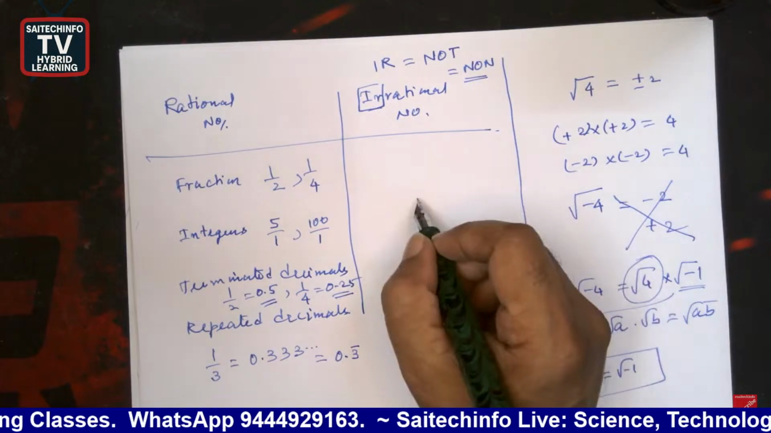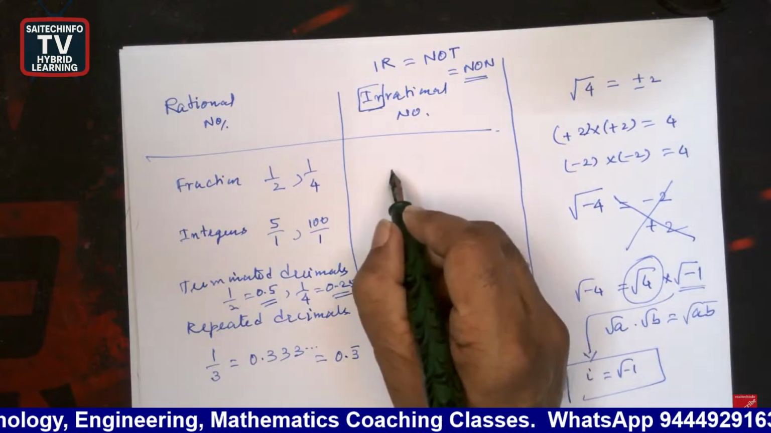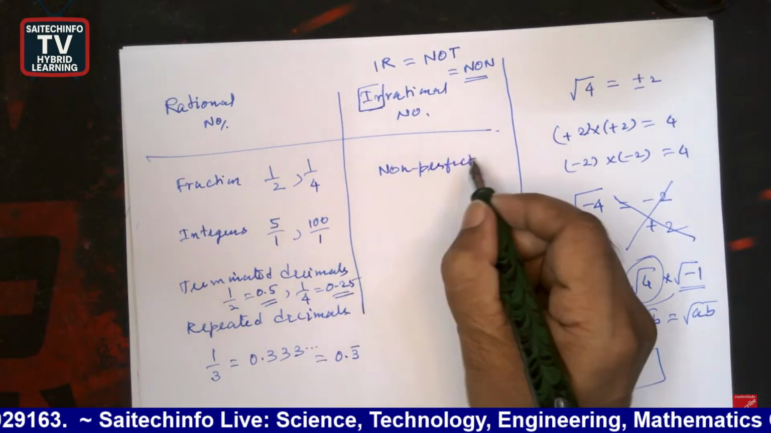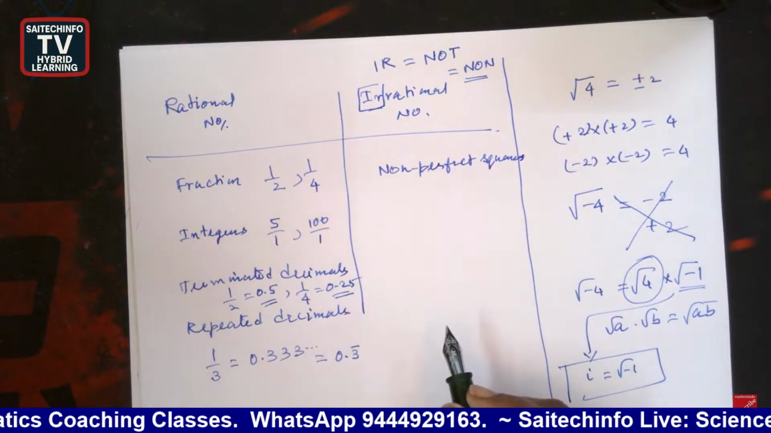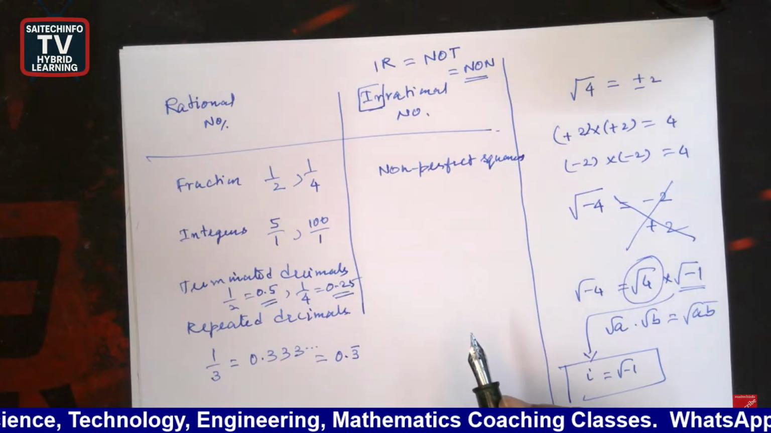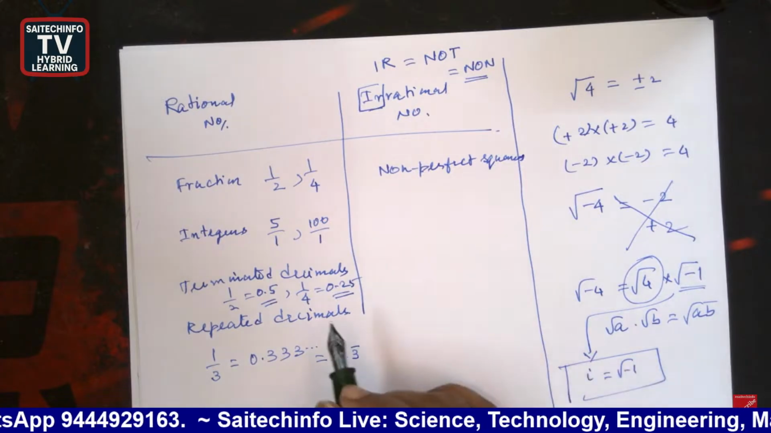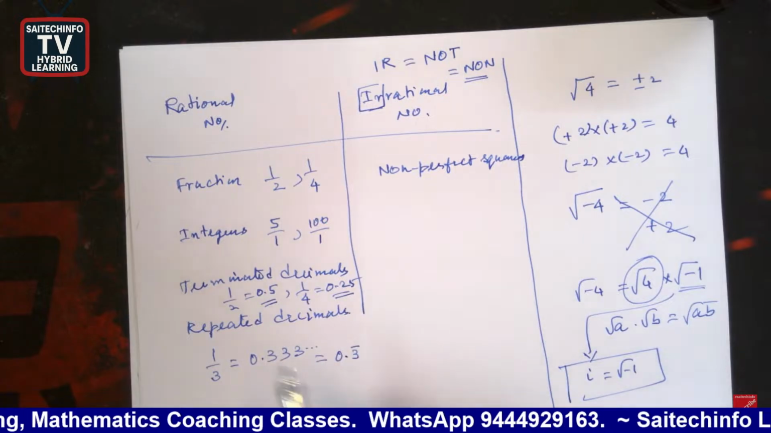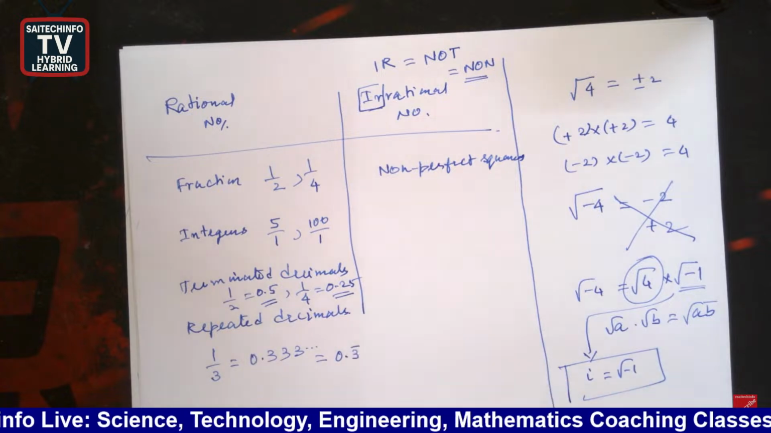Right. Now let us consider irrational numbers. Irrational numbers are non-perfect squares. Note down, they are non-perfect squares. Non-perfect squares means what? For example, root 4 is a perfect square, is it not? Root 4 results in plus or minus 2. Root 9, plus or minus 3. But what about root 5? It is non-terminating. Similarly, root 2 is 1.4 and so on. It will go on. And pi value, 22 by 7, is also going on. 3.14, etc. It will move.